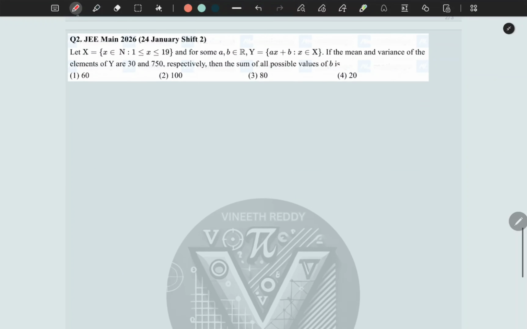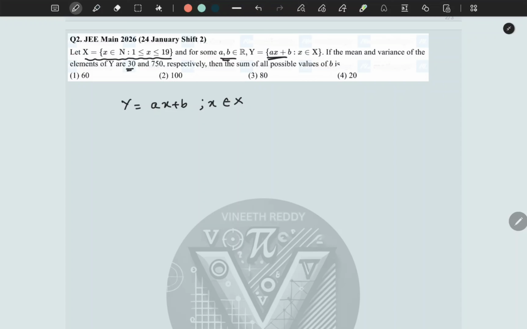Next question. He says let X be this, x belongs to N such that 1 is less than or equal to x less than or equal to 19, and for some a, b belonging to real numbers, Y be this, right? So that means y is nothing but ax plus b, such that x belongs to capital X. That means x can be 1, x can be 2, x can be 3, and so on, till 19.